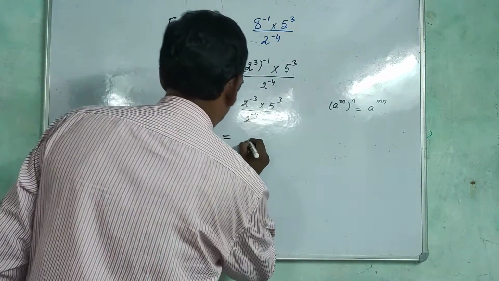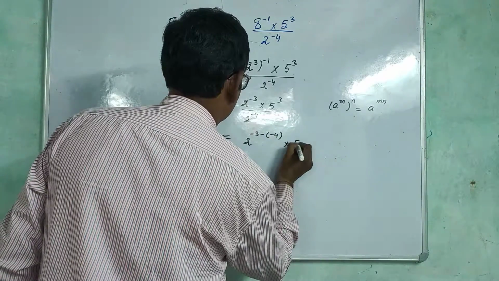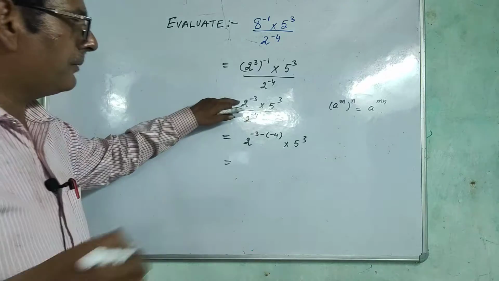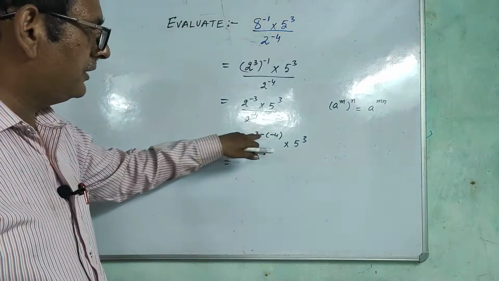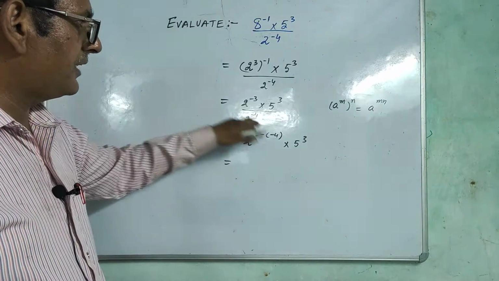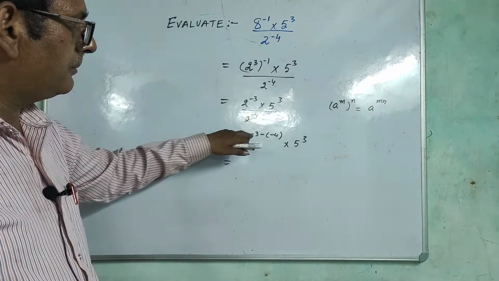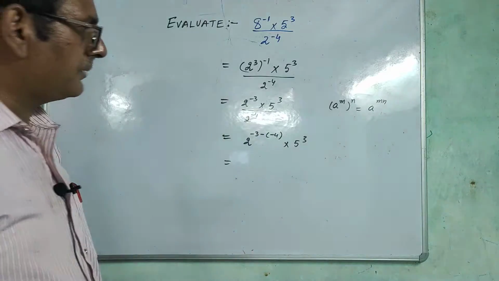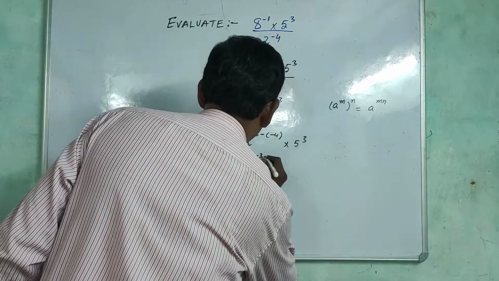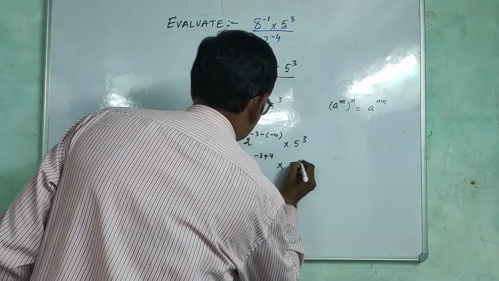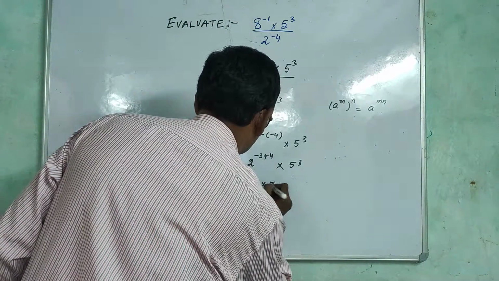Next step, 2 to the power of minus 3 minus of minus 4 into 5 to the power of 3. This 2 to the power of minus 3 we are writing as it is, and because of this division we are using the minus sign, and this minus 4 we are attaching. When bases are same, a to the power of m upon a to the power of n can be written as a to the power of m minus n. That property we are using, and 5 to the power of 3 is as it is. So it becomes 2 to the power of minus 3 plus 4 into 5 to the power of 3. That becomes 2 to the power of 1 into 5 to the power of 3.